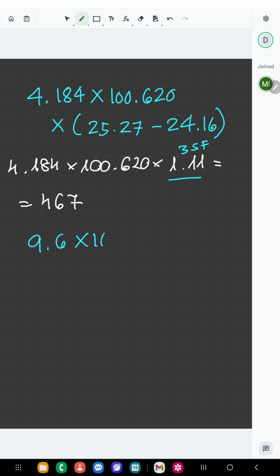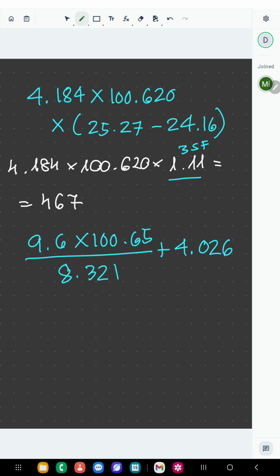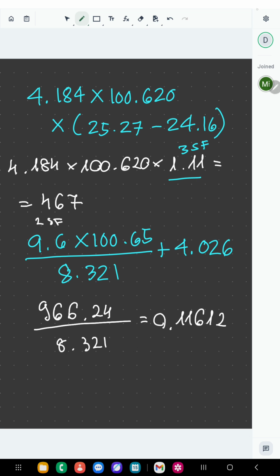Okay, how about this one? 9.6 times 100.65 over 8.321 plus 4.026. You write there 966.24. Then you divide by 8.321. Where did you get 0.11612? I got 11612. What did you do?